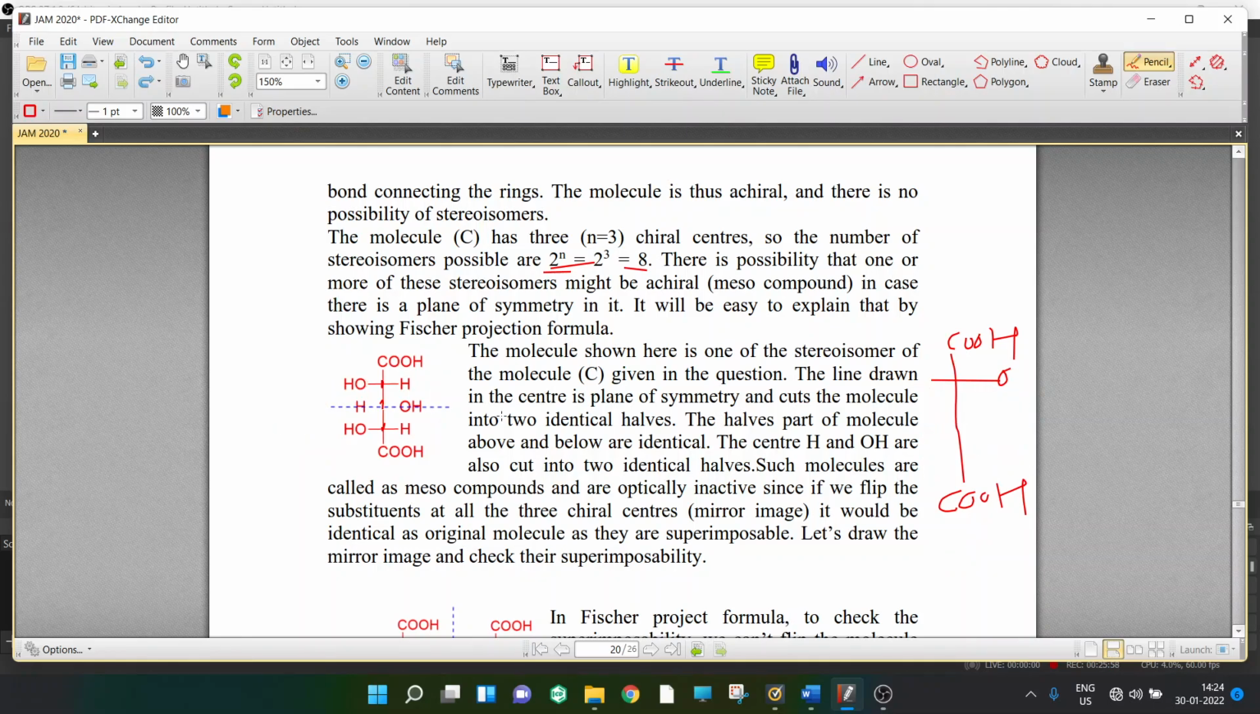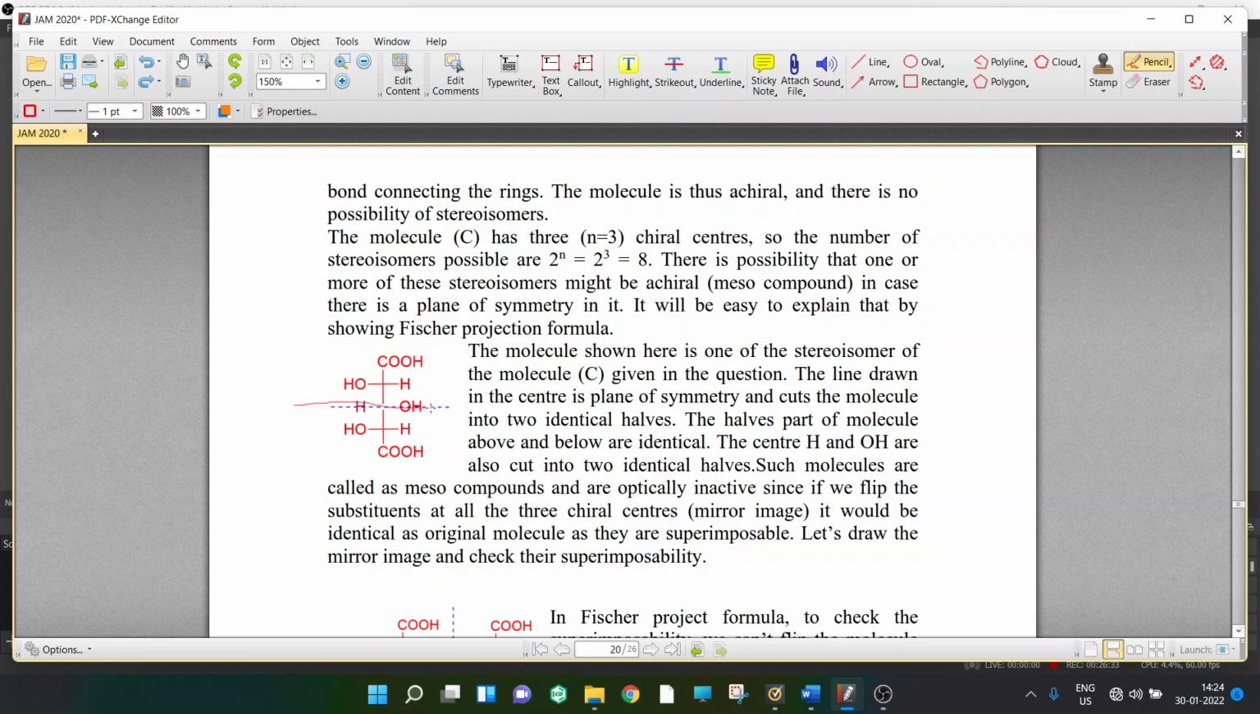But in 8 stereoisomers, at least one of them is such that the molecule has a plane of symmetry. And when the molecule has a plane of symmetry, the asymmetric character is lost, and therefore even if you draw its mirror image, you will see that it is one and the same. That means it cannot have a pair of enantiomers. If it cannot have a pair of enantiomers, it cannot rotate light in 2 different directions, and therefore it will be achiral in nature.